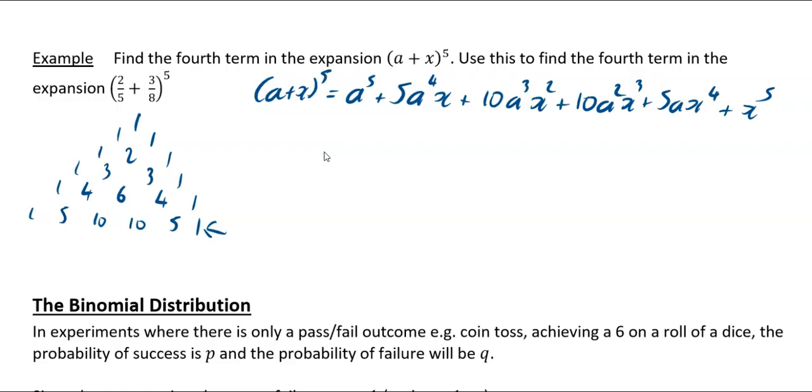Okay, that's what we've got for your (a + x) all to the power 5, and it asks you to find the fourth term in the expansion. So the fourth term, there's your first, your second, your third, your fourth. So this is our fourth term. So we just say the fourth term is equal to 10a squared x cubed.